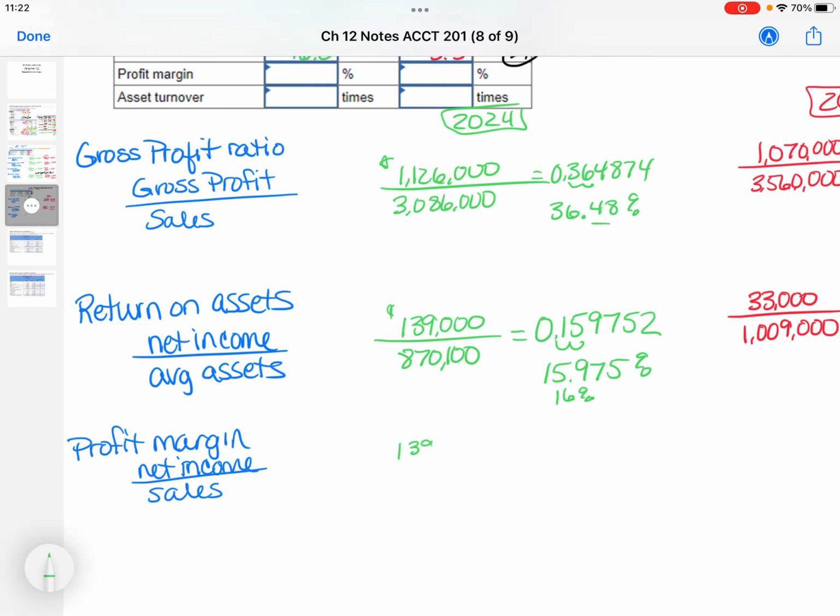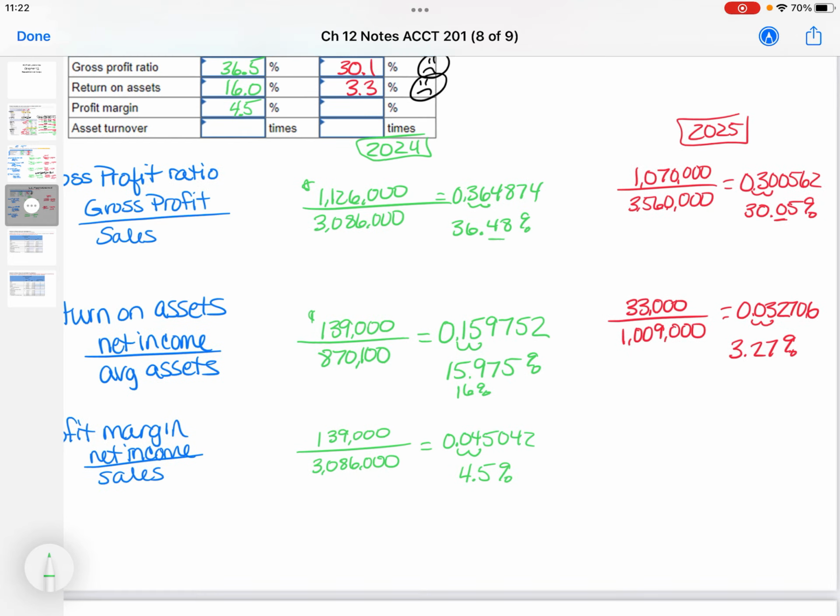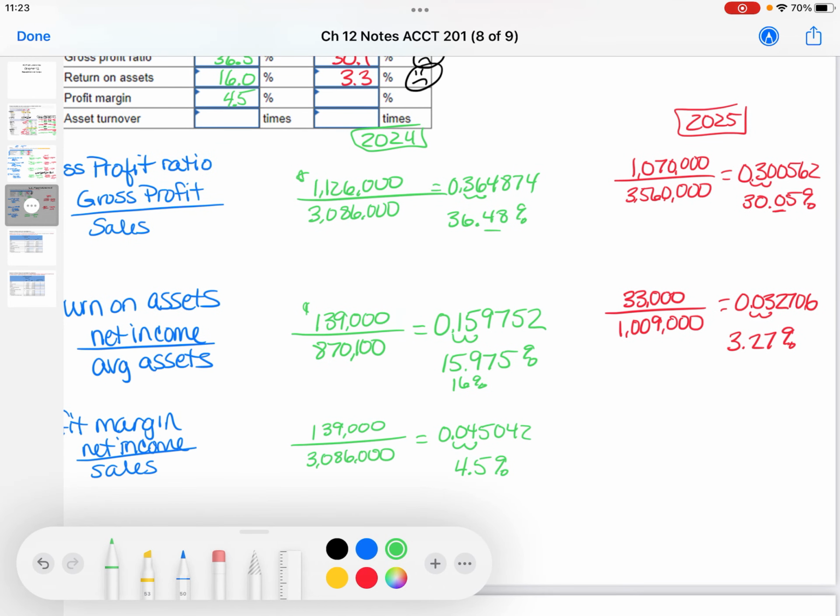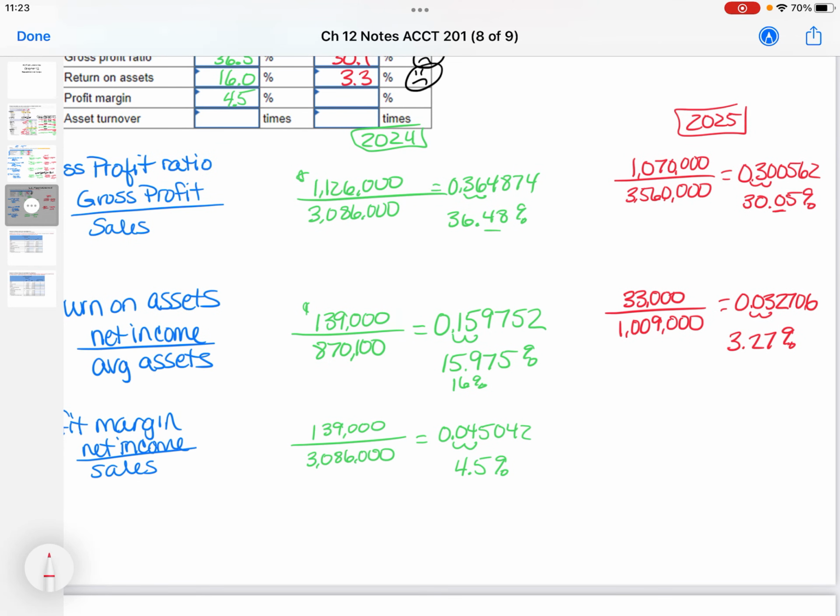We've actually looked at these numbers already, even just now today. So 139,000 divided by sales of 3,086,000. So we end up with 0.045042. When you convert that, it's 4.5%. And that is really low. So that's basically saying for every $1 in sales, you're going to end up at the bottom line, your bottom net income number, 4.5 cents. 4.5 cents is what you're going to take home.